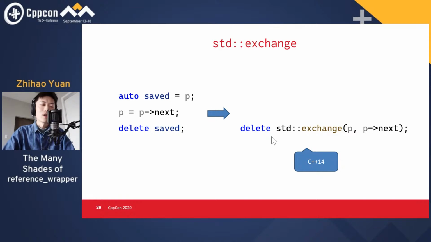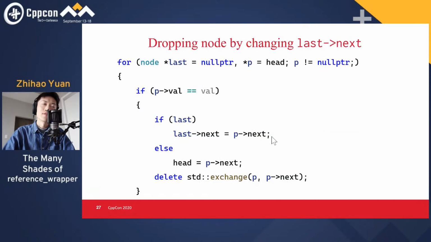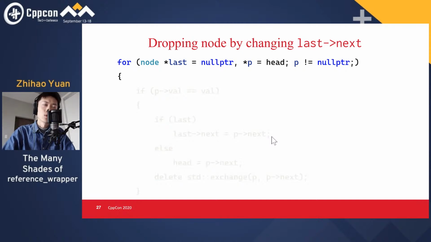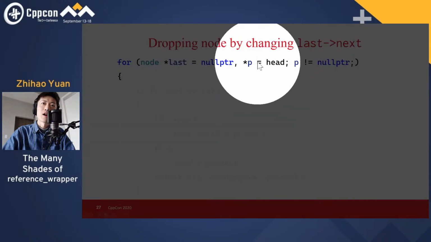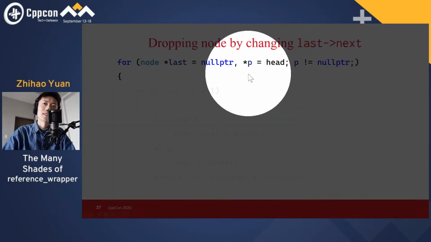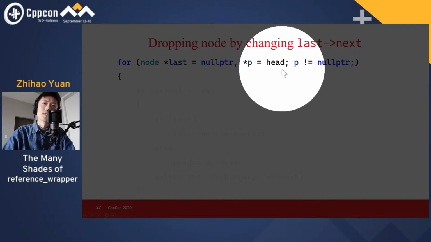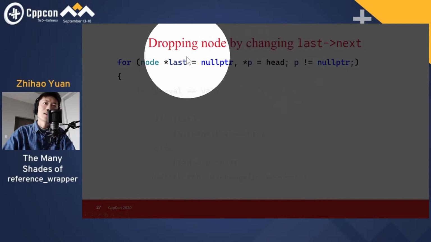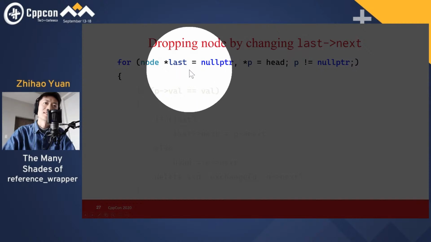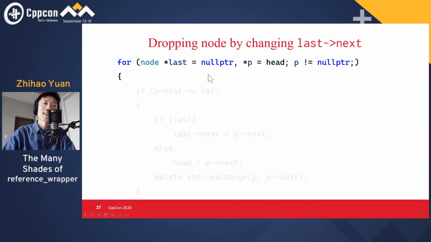So now let's talk about some algorithms. Here's a very simple one. We need to drop nodes. We can do so by changing the previous node's next member. So in the loop, we keep our current node starting with letting it point to the head, the first node, and then we always keep the previous node as last. When the current node is head, there's no last node, so last is a null pointer in that case.